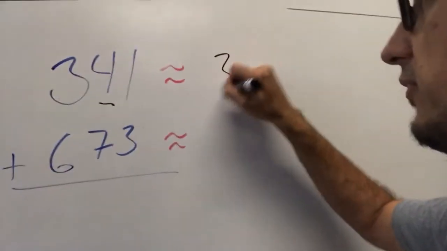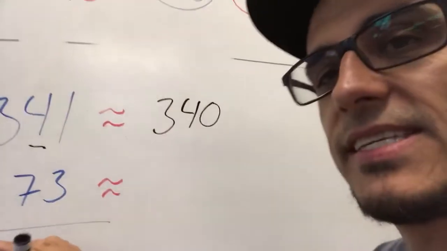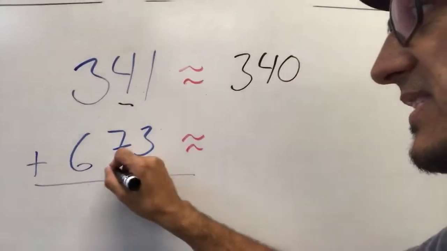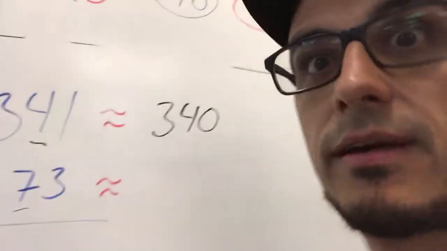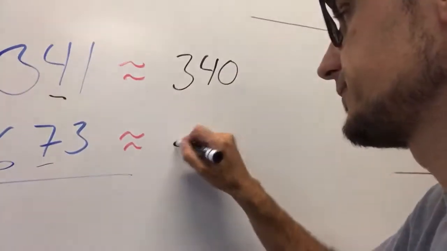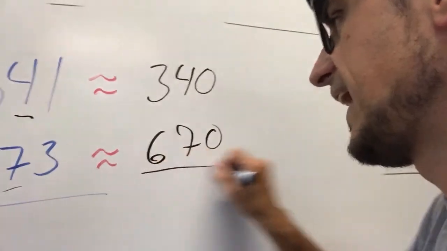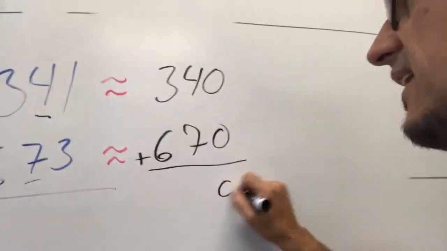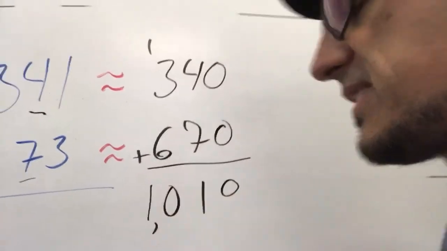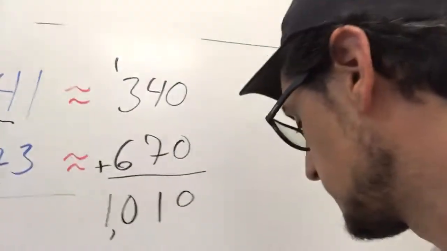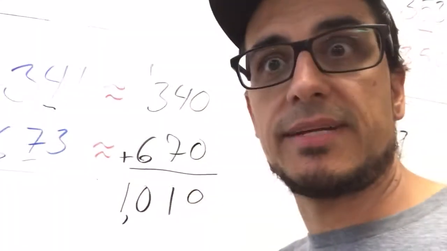All right, so 340. In this case here, tens place is 7. 3 is going to round down, so it's going to get down to 670. All right? Going ahead and adding these together, I get 11, and again I get 10. So this time about 1,010. All right, and so that's my approximate answer again.